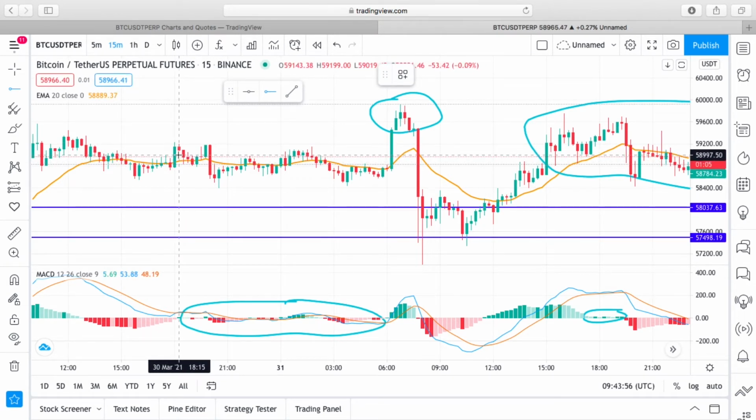So I want to draw a support and resistance. Remember, what's a support and resistance? Up above, down below, up above, down below, support and resistance. So now this will be my resistance. So now this is where the action started.